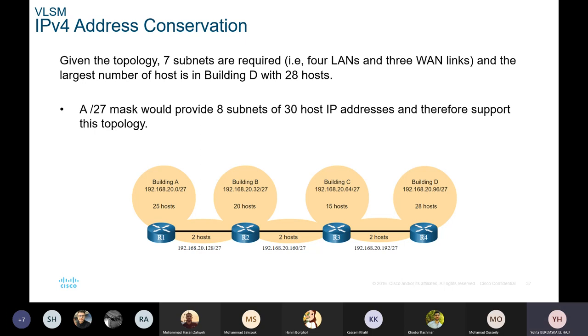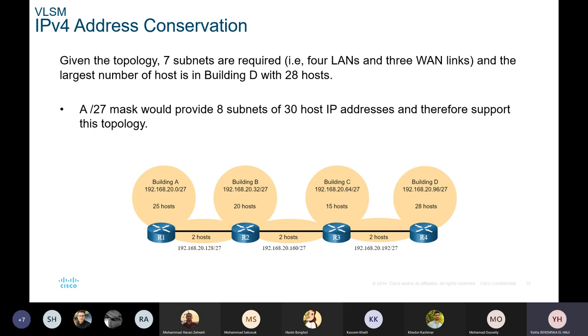Till now, we are talking that all subnets have 62 usable IP addresses for the host. But sometimes you don't need all of them. In this example here, we have building A, building B, C, and D, that each one has a different number of hosts: 25, 20, 15, and 28.